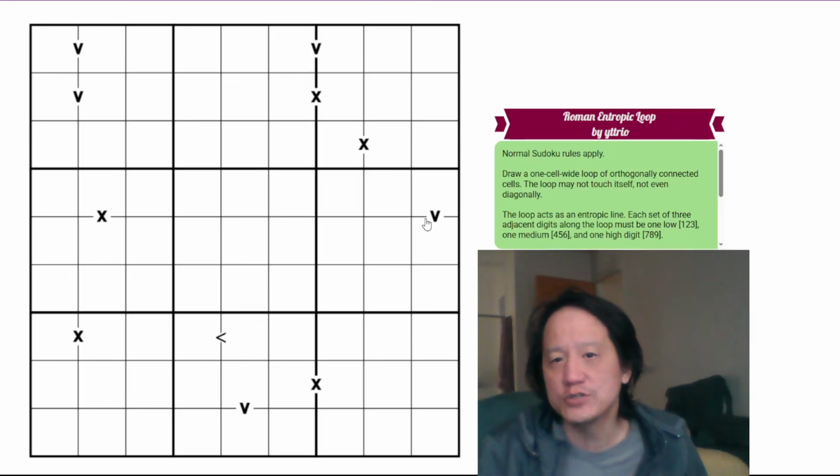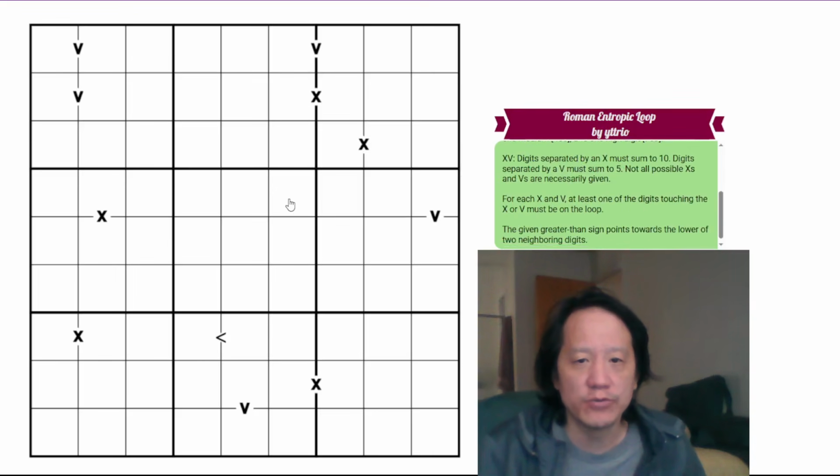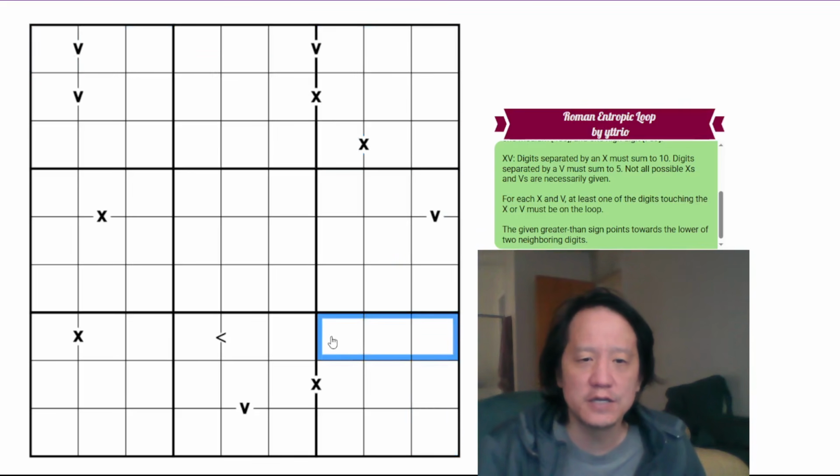We have normal Sudoku rules apply, which means in every cell in the grid, place a single digit from 1 through 9, such that every row, column, and designated 9-cell region, which is a box, contains the digits 1 through 9 once each.